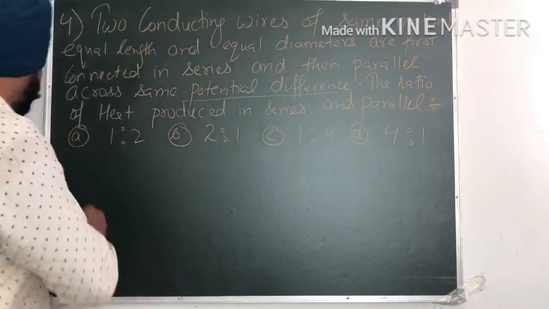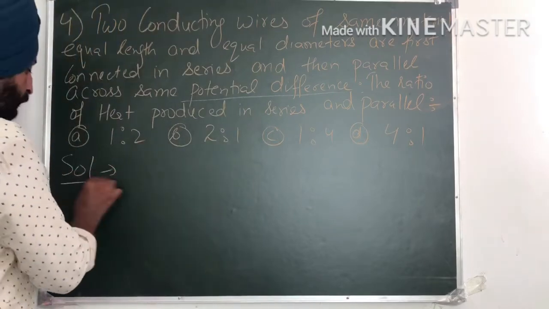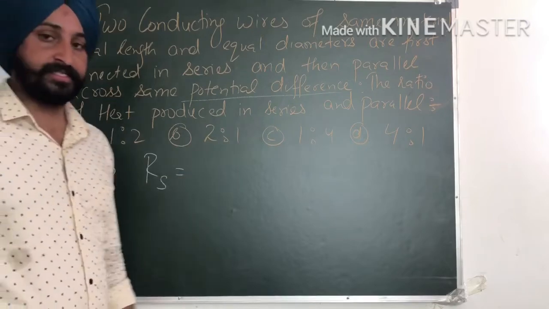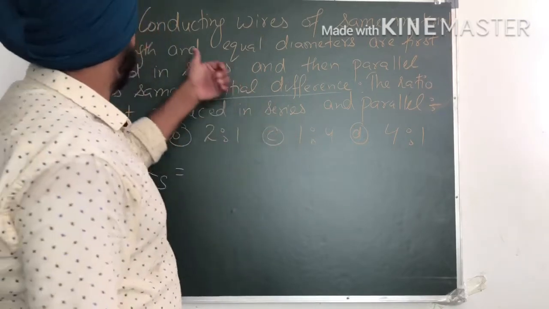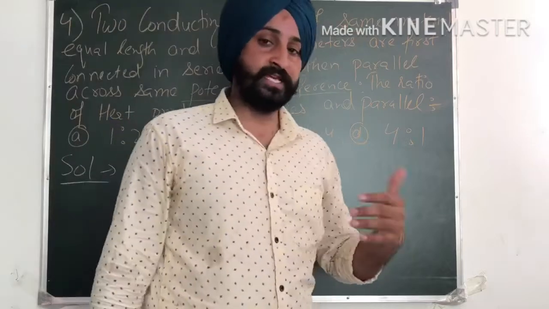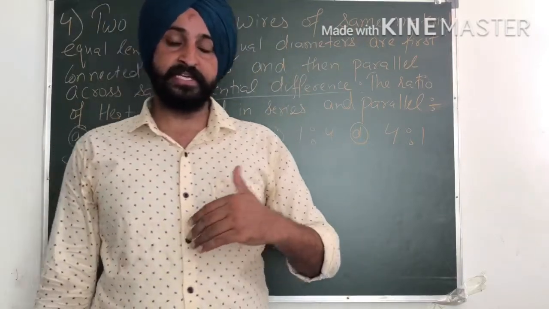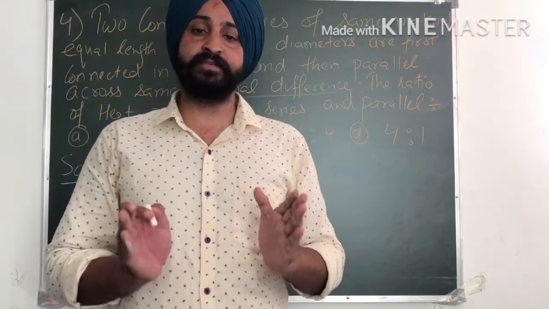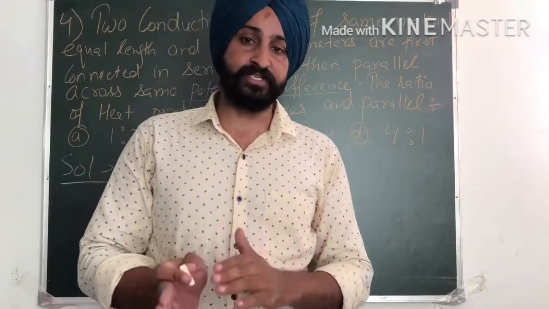So as we know, what is the total resistance in series? Total resistance in series is the sum of resistances. So if you have two wires of equal materials, that means equal resistivity, equal lengths and equal areas, then it is clear that both of these will have equal resistance.